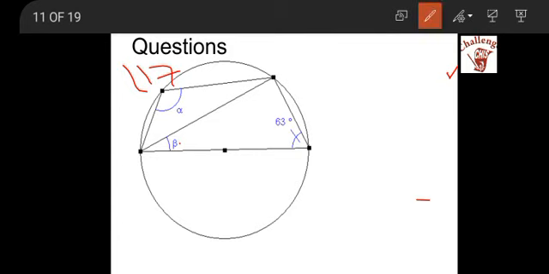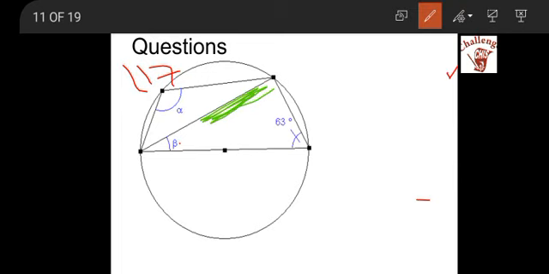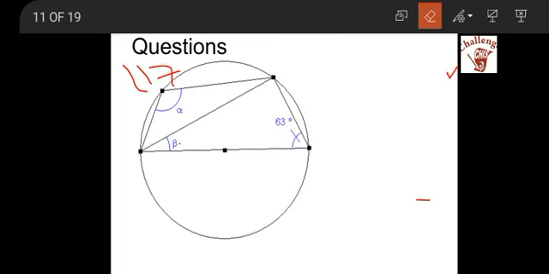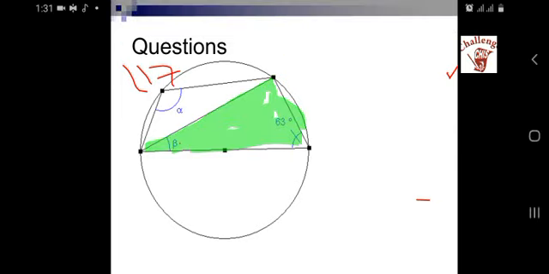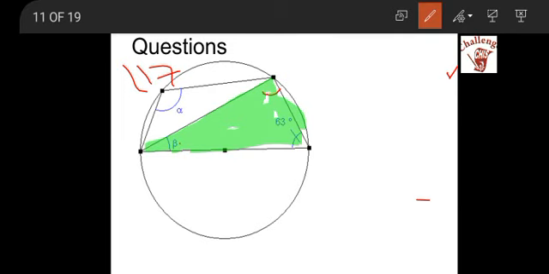So to find this one, let's shade this triangle. If we shade this triangle, then easily we can get that the sum of the angles in the triangle equals 180. Before this, can you see this angle? This angle is 90 degrees.